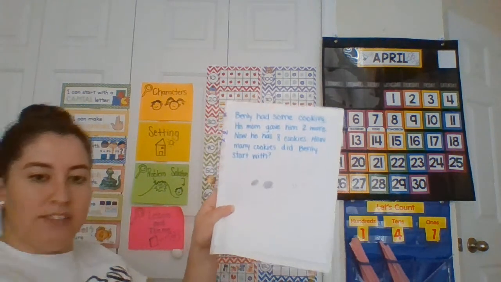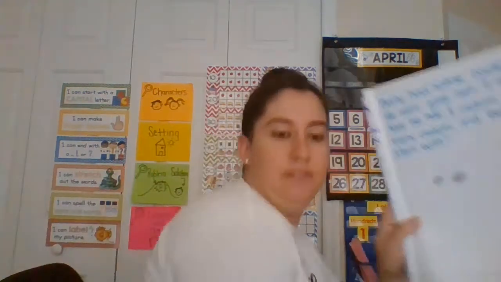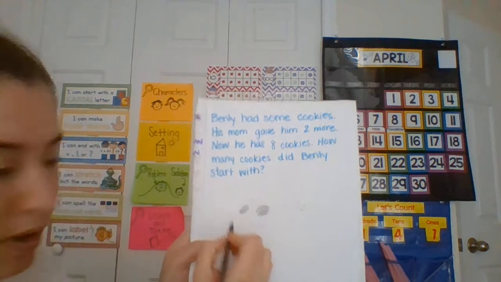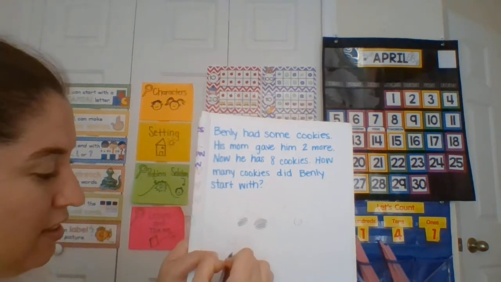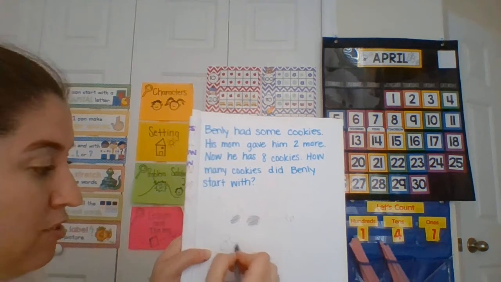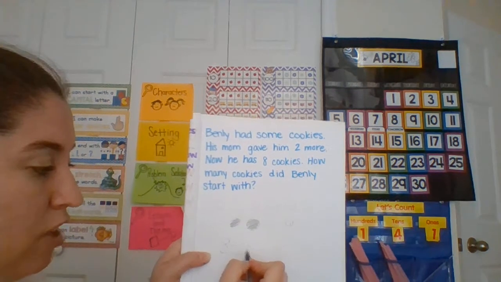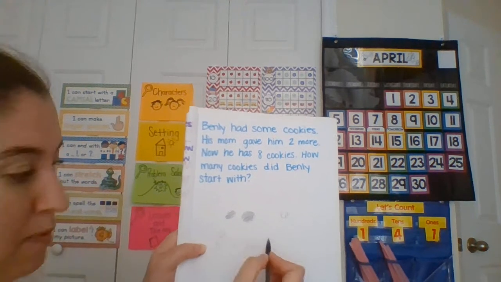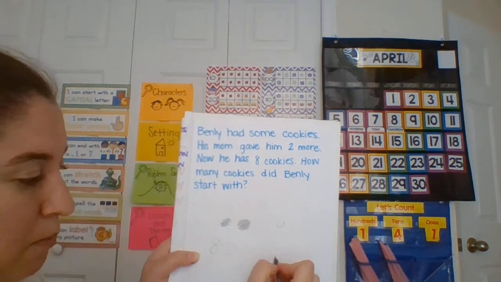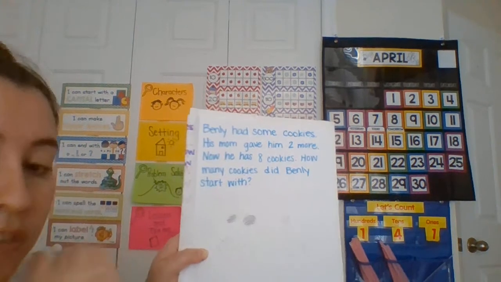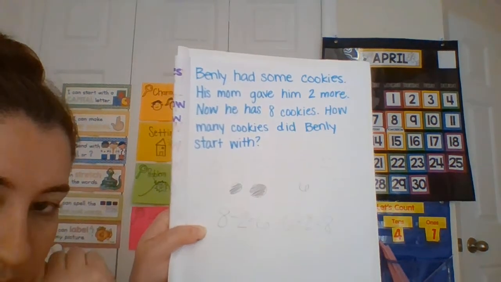Now, the way I solved this problem today is that I started with our whole this time. So I started with 8, and I colored in the 2, or I took them away. I took away 2 to find out that he started with 6. Another way you can solve this problem is 6 plus 2 equals 8. Both of them are correct.